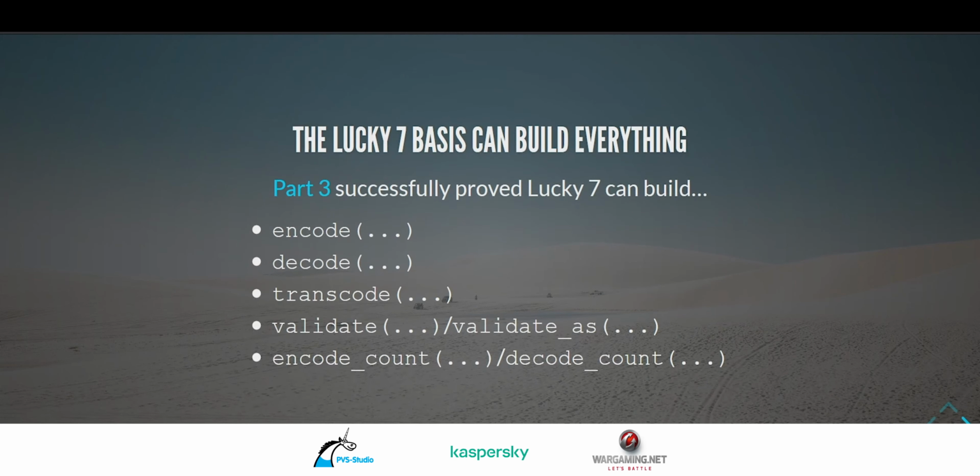And out of this Lucky 7 basis, out of those 7 members, the 3 typedefs, the 2 const static member variables, and the 2 functions, those 7 things, you can build encode, decode, transcode, validate as, which is validating either code units or code points, the count of an encode, and the count of a decode, right? How many code points am I going to get out of this? And you can build everything, right? Again, part 3 goes into this in great detail and explains for almost every single one of these things that you see here exactly how it works. And so, again, you can check out part 3, the Pure Virtual C++ talk, for that.